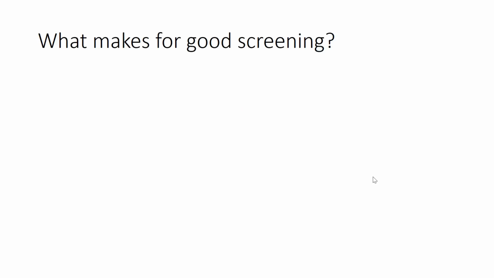The next question we need to deal with is what makes for good screening? So yes, we can screen, and we can screen newborns, we can screen embryos, we can screen adults, but how do we develop good screens? And then the next question we'll deal with from this is what do we do with those data?